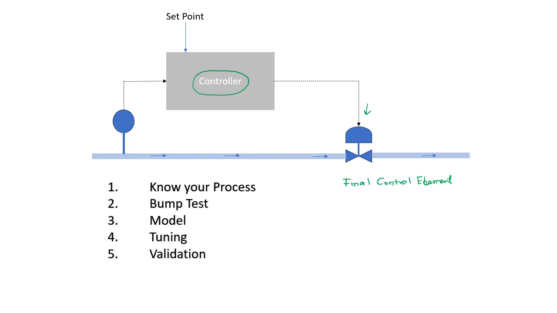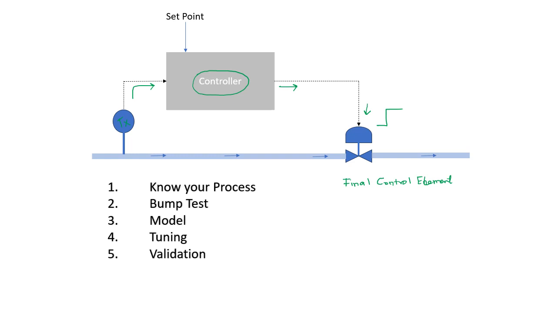And when you change the output to the valve, the change in the process is measured by the transmitter, right? So the change is measured by the transmitter and it feeds back to the controller. So the controller sends the signal to the final element and gets the feedback through the transmitter.